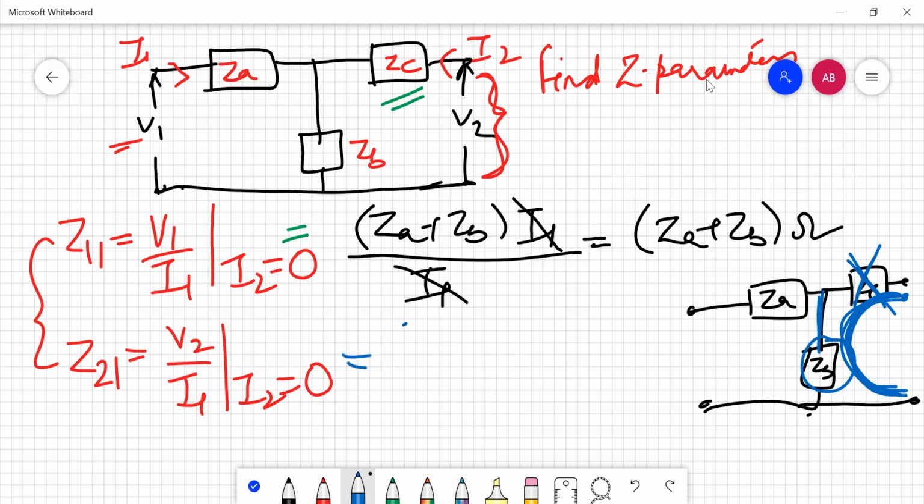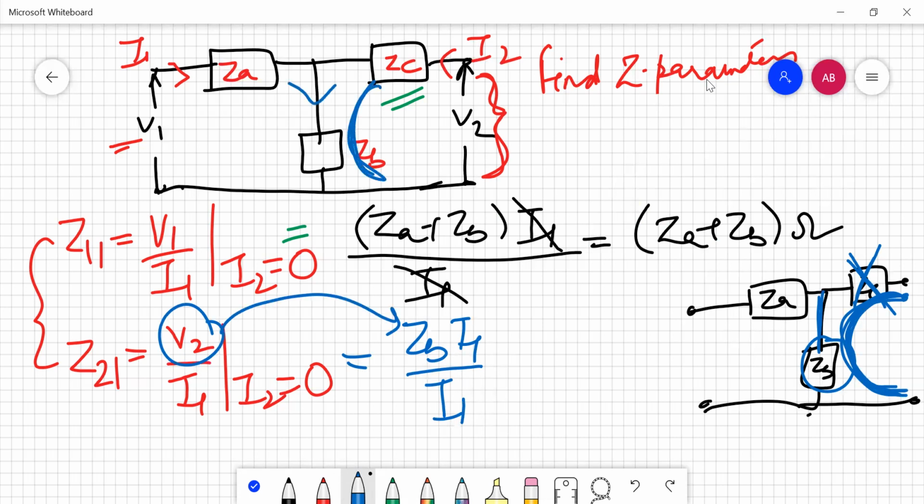So that makes it ZB into I1 divided by I1, because now my V2 will only be the voltage drop across this ZB, and the current in this is I1, right? So I1 and I1 cancel out, and I will get my Z21 as ZB. So now the other set of parameters we are going to calculate.